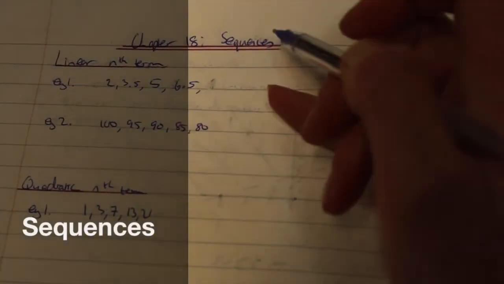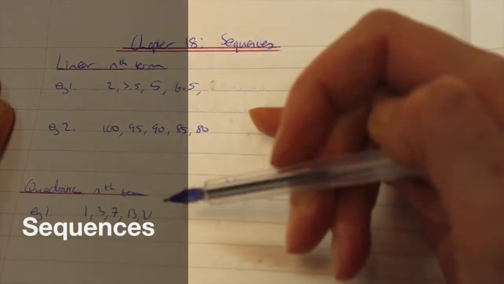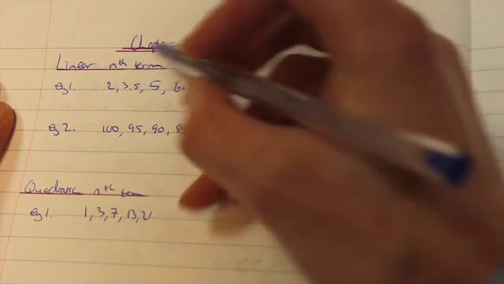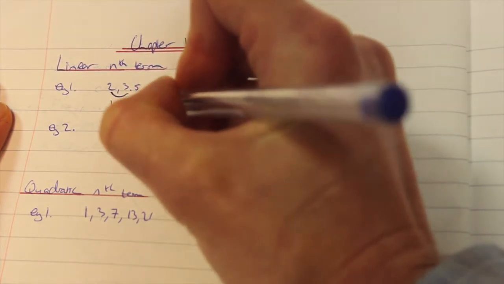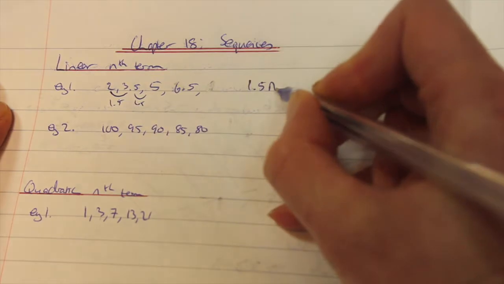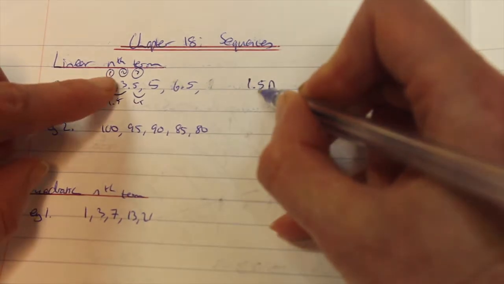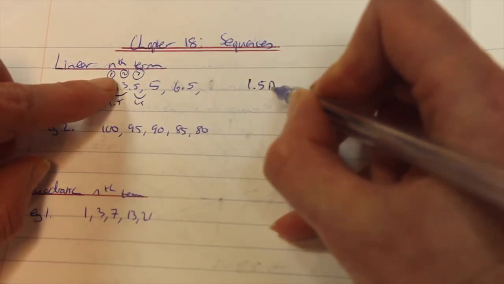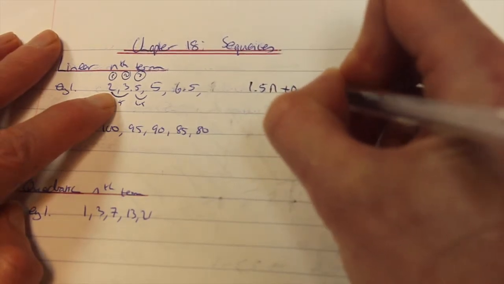We're going to have a look at sequences now. You basically have nth term, linear nth term or quadratic nth term. If it's an ordinary linear nth term, you find out what it's going up in. It's going up in 1.5s. So that means 1.5n. Now n stands for number 1, number 2, number 3. So if you put in 1.5 times 1, you get 1.5. You want the answer to be 2, so you have to add 0.5 to it.